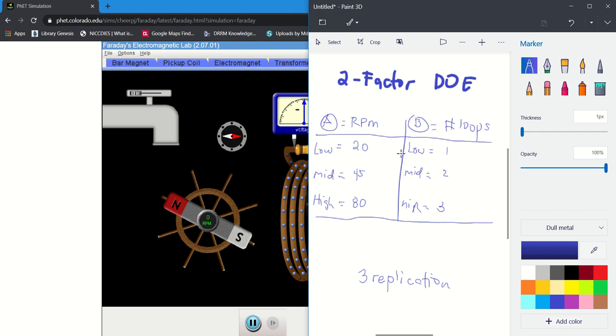Now, we're going to do combinations for each one. So, ito na yon. So, low combination to high, low combination to mid, low combination to low. We should also do mid to low combination, mid to mid combination, mid to high combination, and high to low combination. High to low combination, high to mid combination, and high to high combination. So, yun lang yung mga combination. Remember, we will do it in triplicates.